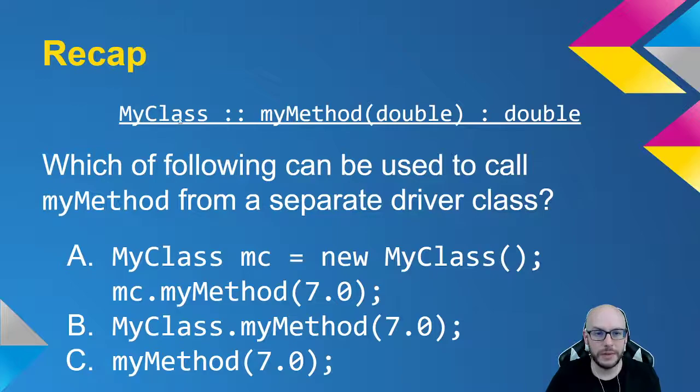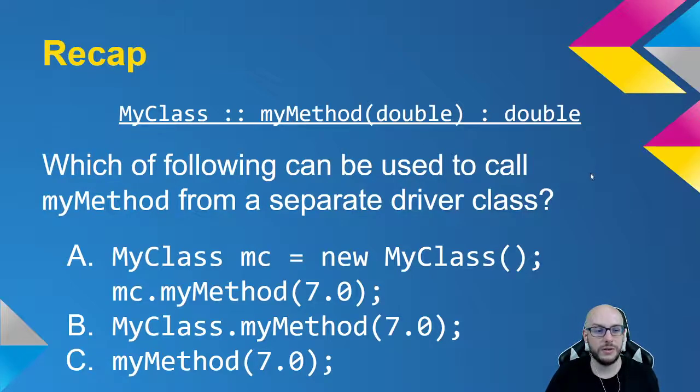Given this method signature, first of all, I want you to pause and tell me what you know about this. What do you know about this method? The name of the class is MyClass. The name of the method is myMethod. It takes in one explicit parameter, a double. It returns a double. And the fact that it's underlined indicates to me that it is static. Quick question, how many implicit parameters does it have? The answer is 0 because it is a static method, and static methods don't have implicit parameters.